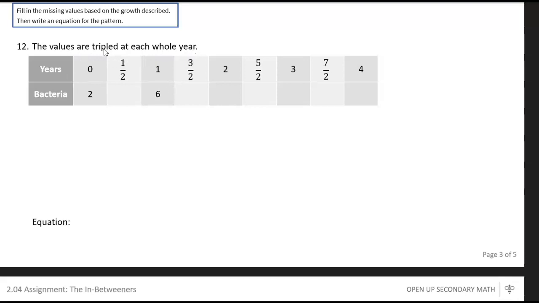Okay, so we actually know how to do this already, right? We know that this is tripled, so it's going to be geometric. We're going to be multiplying by 3 at each whole year. The only problem is we now have half years to deal with too. But we can do the whole years first, because that already makes sense to us. Multiply by 3, multiply by 3. Make a bigger loop here. Multiply by 3, and multiply by 3. So let's just fill that in.